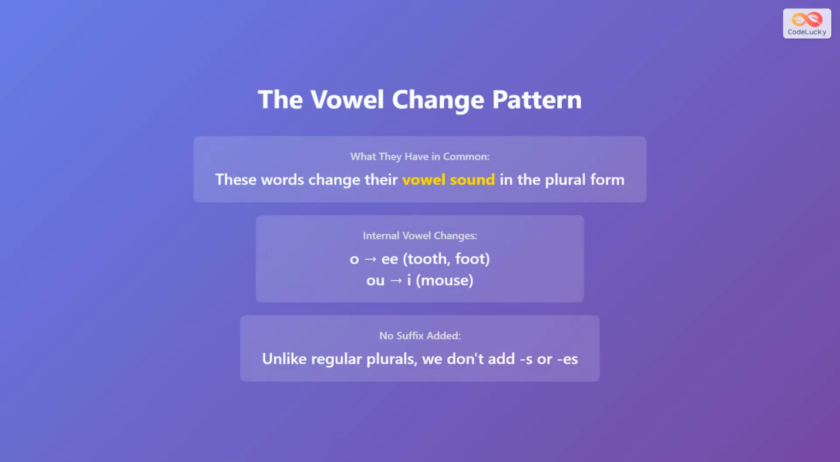All 3 of these irregular plurals share an important pattern. They all change their internal vowel sounds instead of adding a suffix. In tooth and foot, the vowel sound becomes a long E sound. In mouse, the O vowel sound becomes a short I sound. These words do not follow the regular pattern of adding s or es to create plurals. This is why they are called irregular.